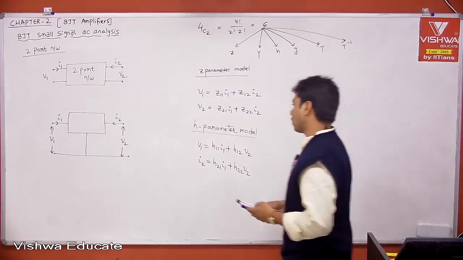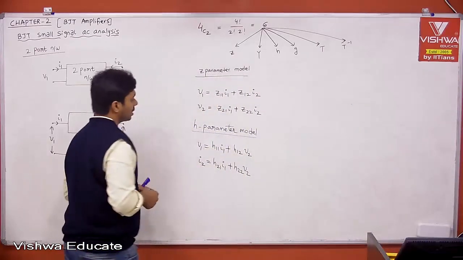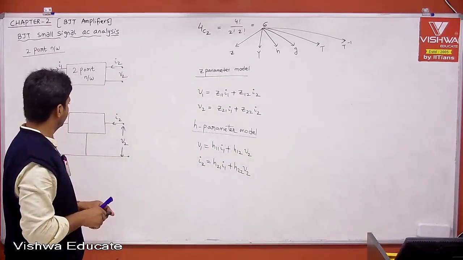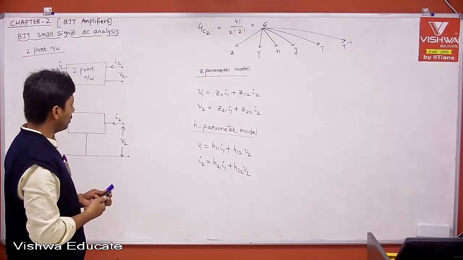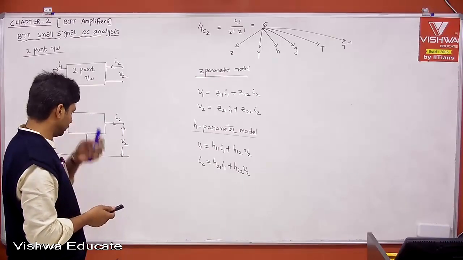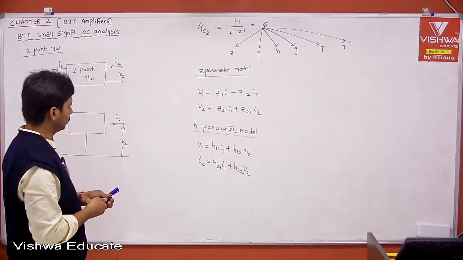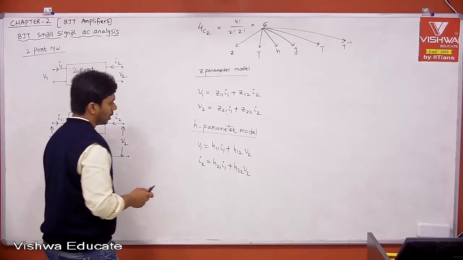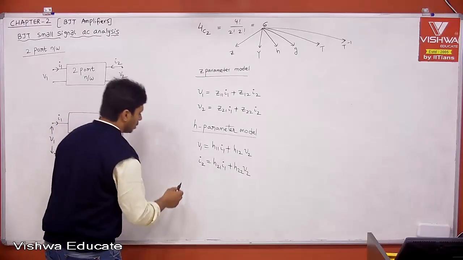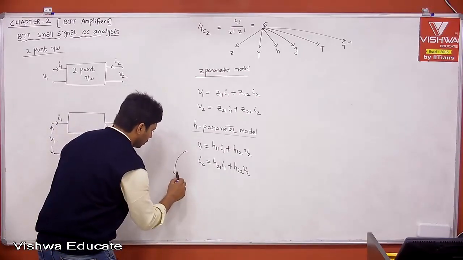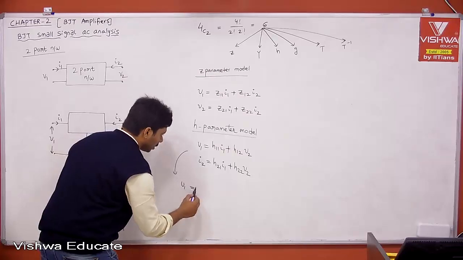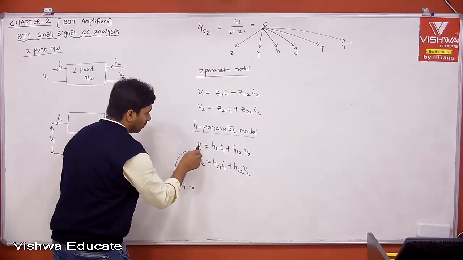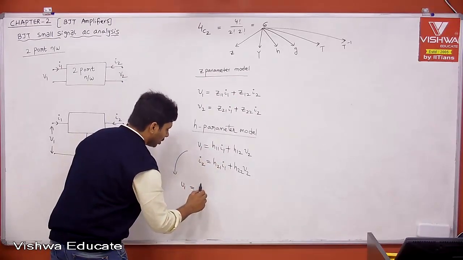Let me replace the subscript. Okay, now can I write it like this? V1 is equal to, what is H11? V1 by I1, which is nothing but input impedance.